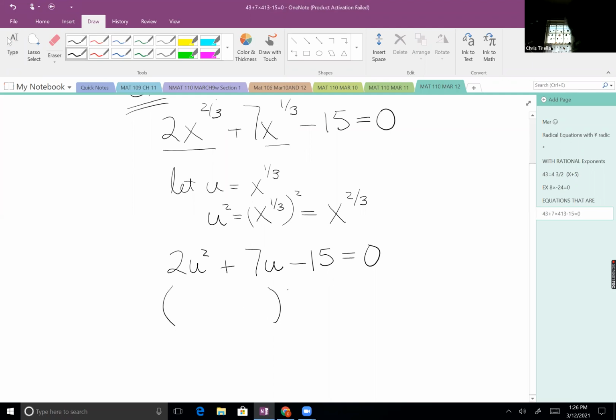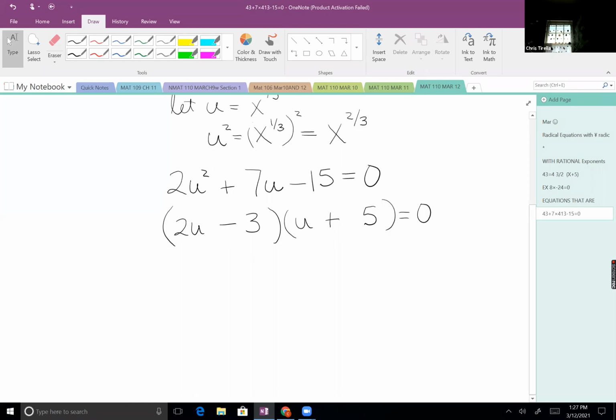That one I believe is factorable. If I look at 2u squared, it'll be 2u times u. For 15, I think if I use 5 times 3, different signs. If I go plus 5 and minus 3, when I FOIL, that would give me 10u minus 3u, which gives me 7u.